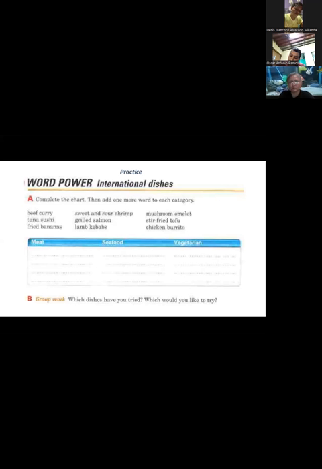Okay, and also, what would you include in a vegetarian? Fried bananas. Okay. Mushroom omelette. And a stir-fried tofu. Fried tofu. Wow, I was thinking about the fried bananas. They are delicious, especially for breakfast, or even for dinner. In a typical breakfast or typical dinner, it's good.